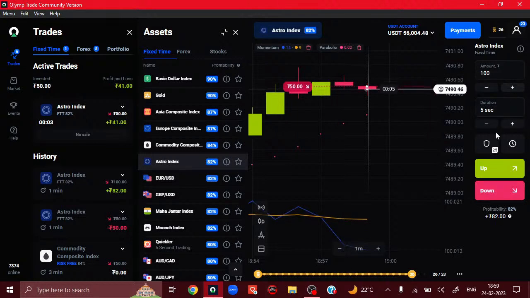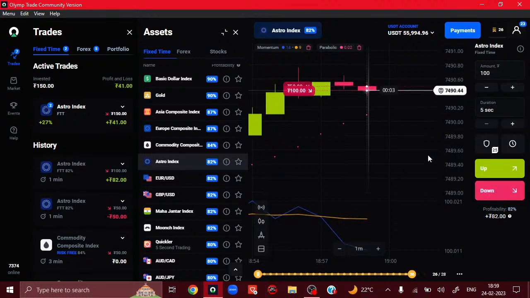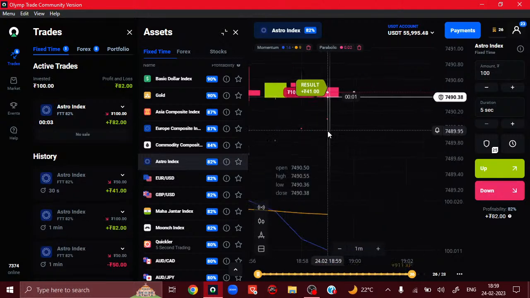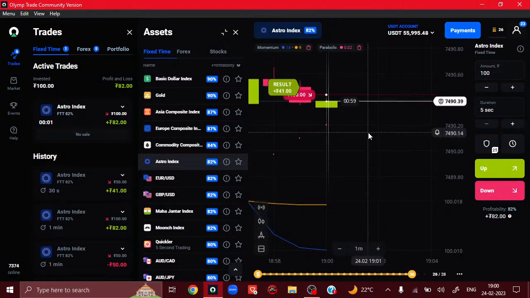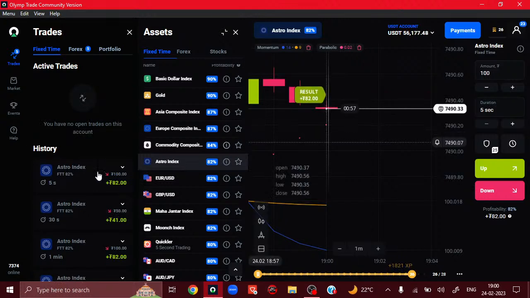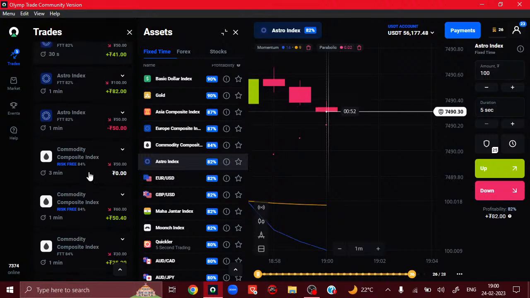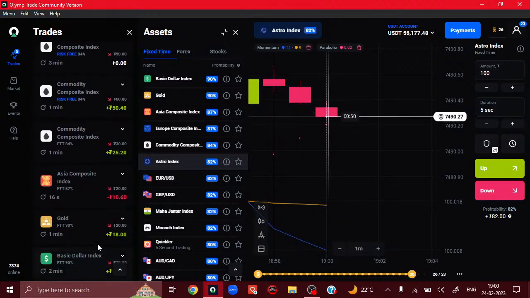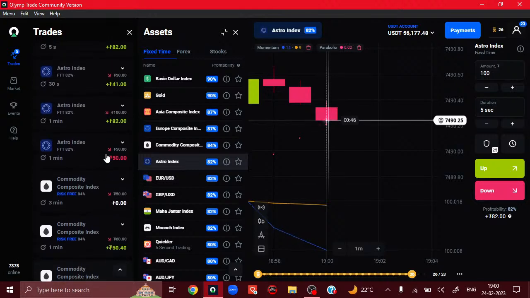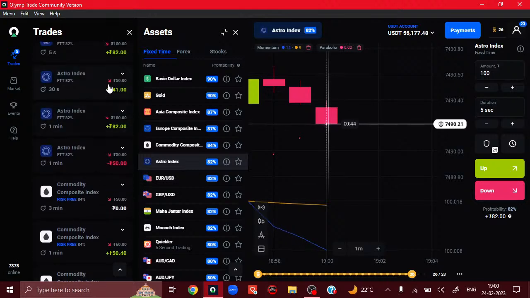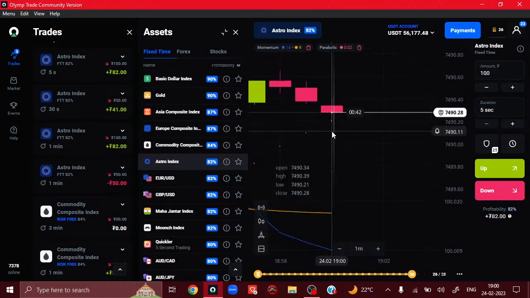So the price is resisting from this point. Again a quick trade for 5 seconds, and we won both the trades and we got the profit here, guys. So in this session we have now earned around 36, 60, 110, 200, 240, almost 350.